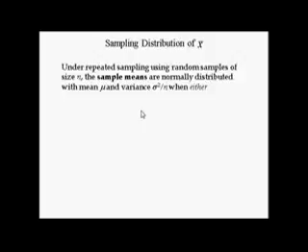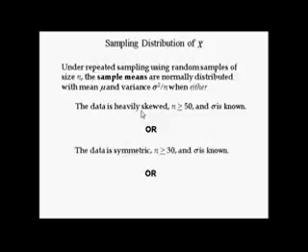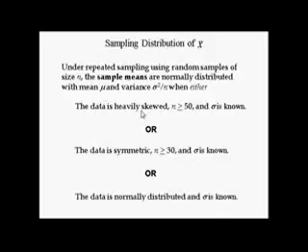Under repeated sampling, using random samples of size n, the sample means are normally distributed with the mean mu and variance sigma squared divided by n when either the data is heavily skewed, the sample size is at least 50, and the population standard deviation is known, or the data is symmetric, the sample size is at least 30, and the population standard deviation is known, or the data is normally distributed and the population standard deviation is known.